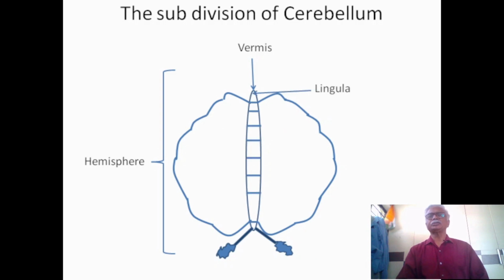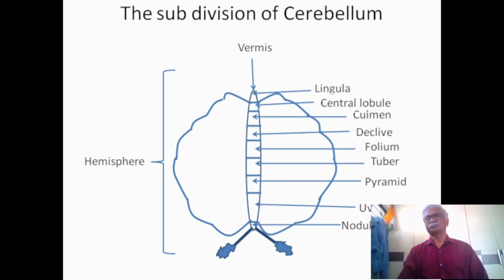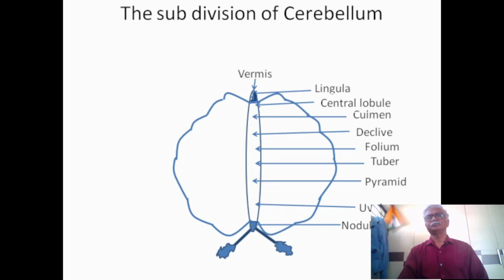The vermis is divisible into many subdivisions. The parts of the vermis are the lingula, central lobule, culmen, declive, folium, tuber, pyramid, uvula, and the nodule.